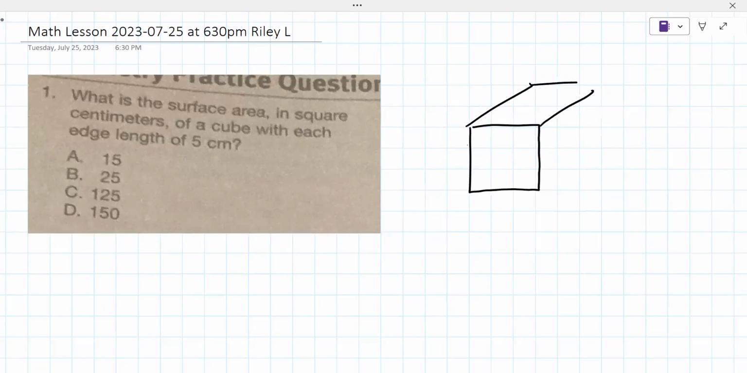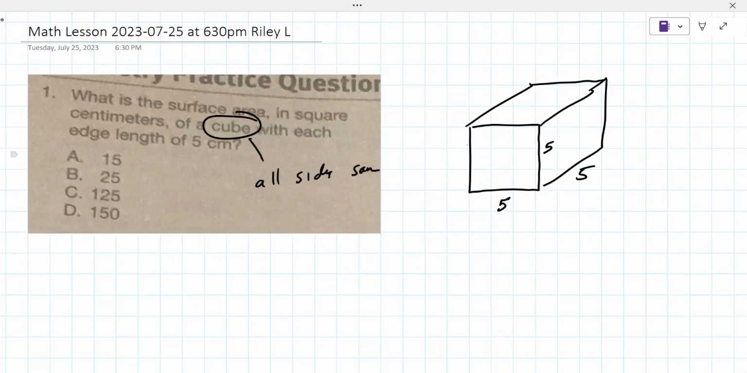There's your cube, like that, okay? So the cube means that all the side lengths are the same. That's the definition of a cube. All sides the same, okay?